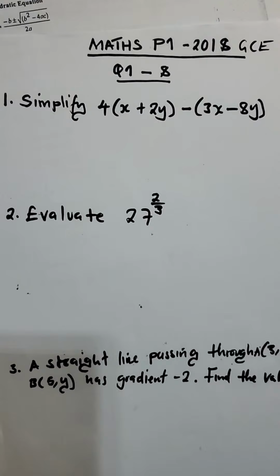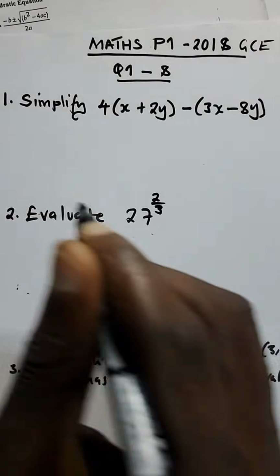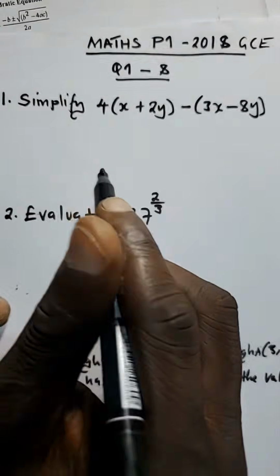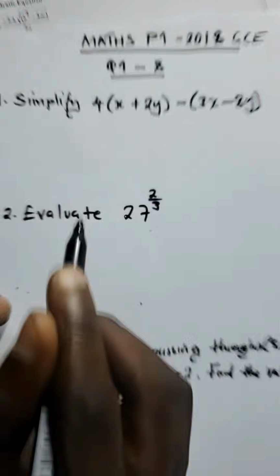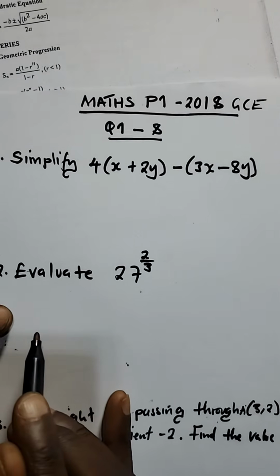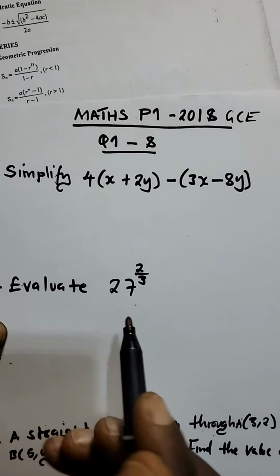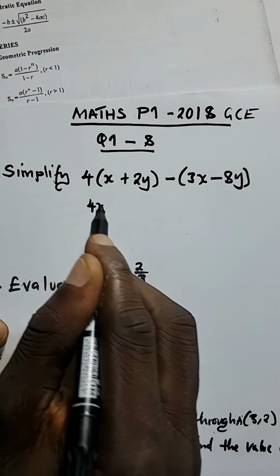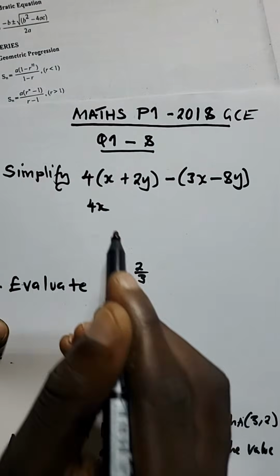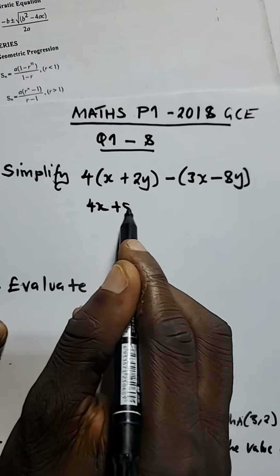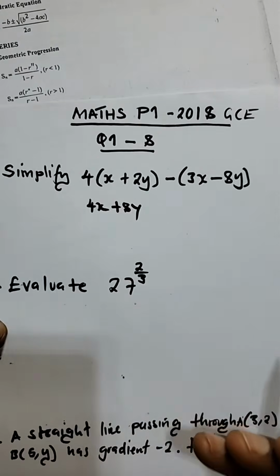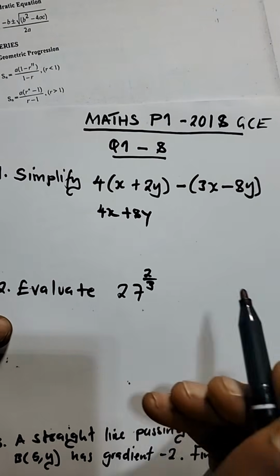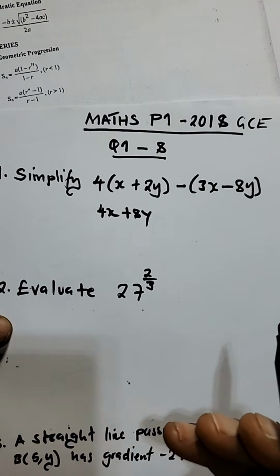Now, how do you simplify this? This is very simple. We're going to expand using 4. We're going to remove the brackets using 4, and this is going to be 4 times x, which is 4x. 4 times 2y will be 8y. Is it clear on your end? Tell me if it's clear.